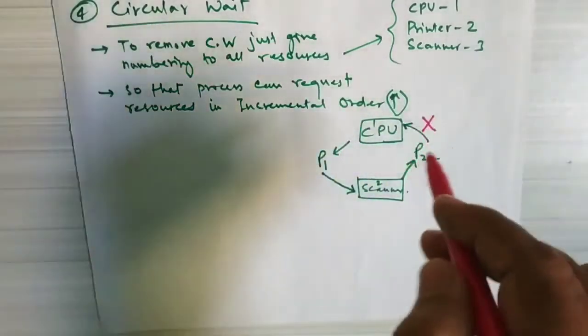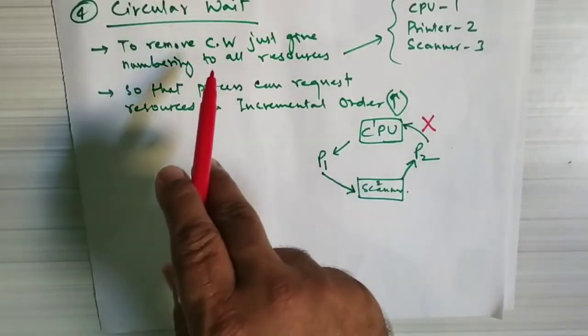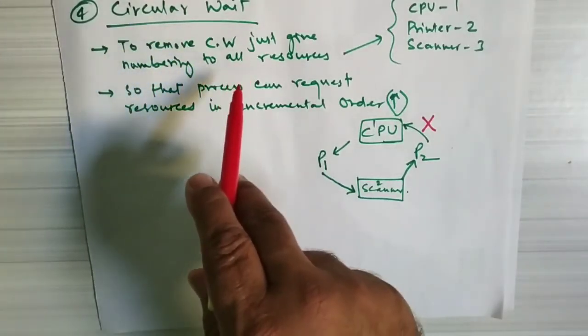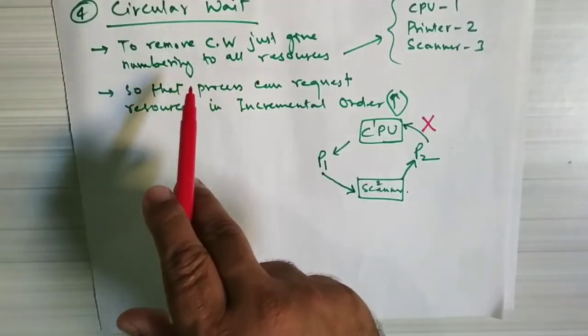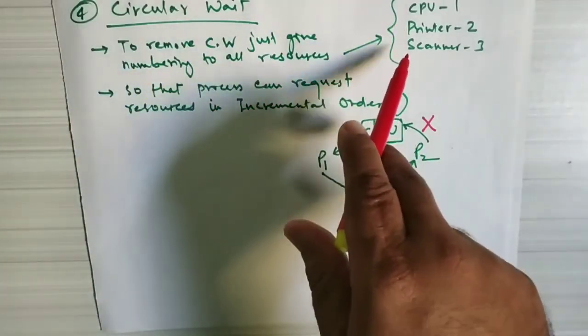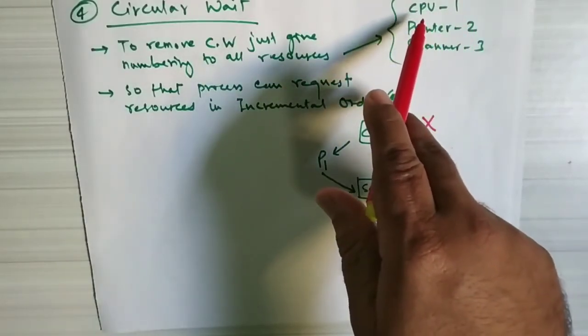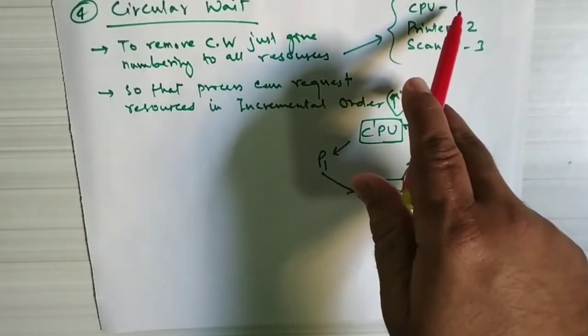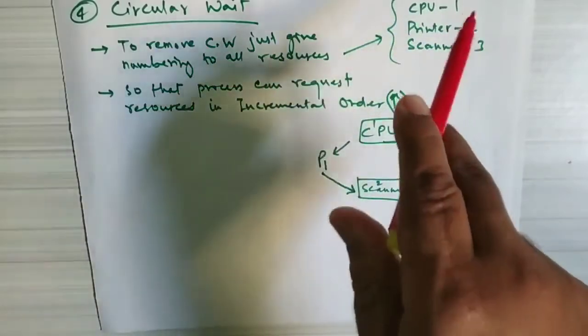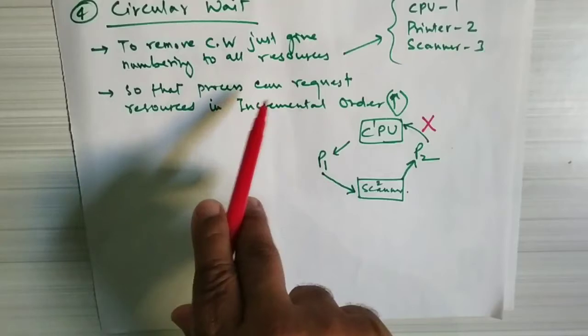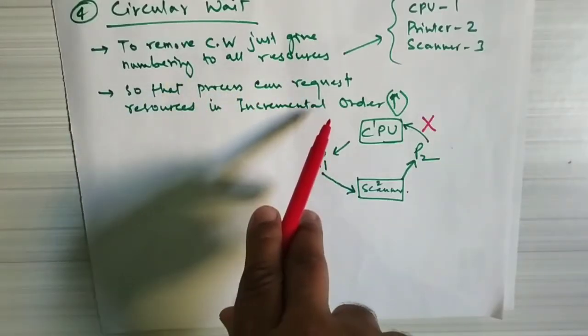I'm revising it again. To remove the circular wait condition, to make the circular wait condition false, we have to number all the resources first. We have given numbering to all the resources: the first resource CPU we have given number 1, then 2, then 3, and so on. After that the process has to request the resources in the incremental order.